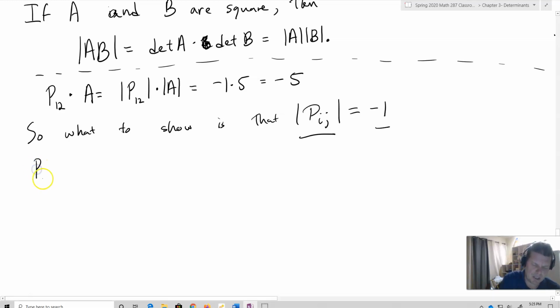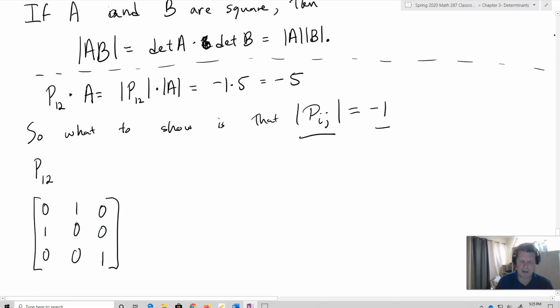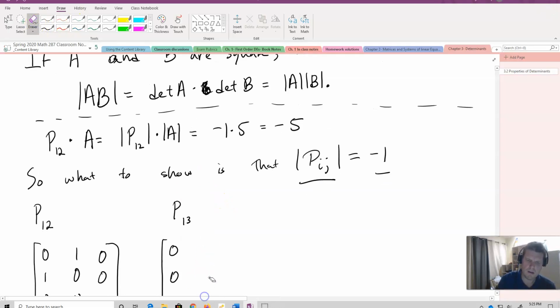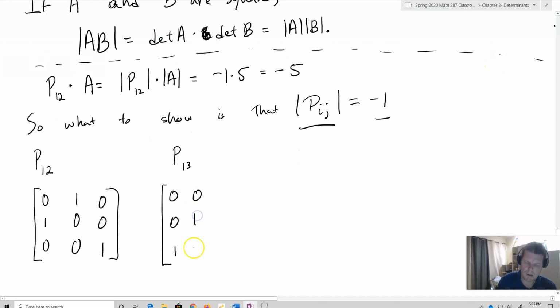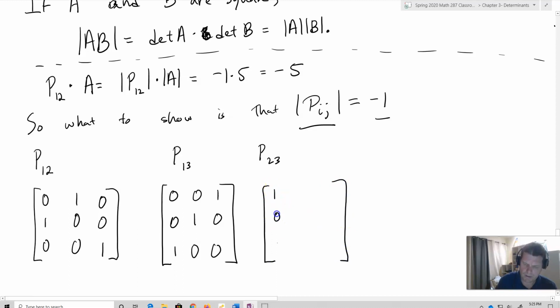Now, let's say, for example, I take the permutation P12. The permutation matrix for P12 in the 3x3 is going to look like this: 0, 1, 0, 1, 0, 0, 0, 0, 1. And we'll take a look at P13. That's going to be 0, 0, 1, 0, 1, 0, and 1, 0, 0. And then we'll take a look at P23. P23 looks like this: 1, 0, 0, 0, 0, 1, 0, 1, 0.